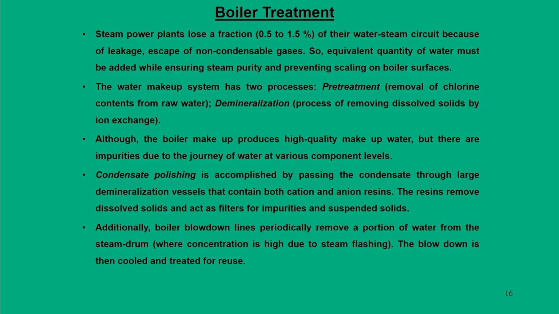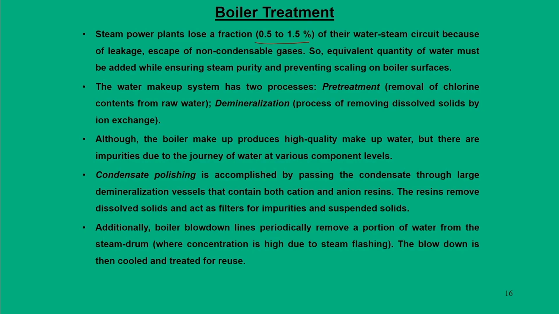This is one aspect. The second aspect is that when the boiler or power plant runs continuously, there is a standard loss of 1.5 to 2% of water. That means in every cycle there is a loss of about 2%, so makeup water has to come from some other source. We call this boiler makeup. The entire thing is what we call boiler treatment, and it involves the water makeup system.